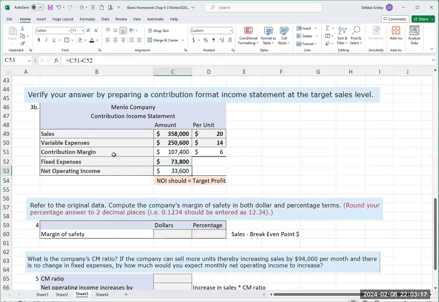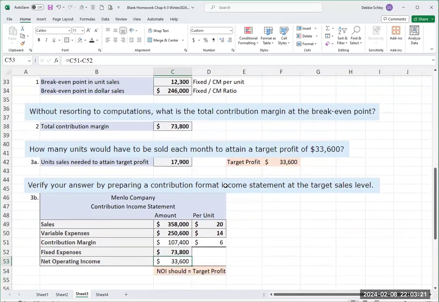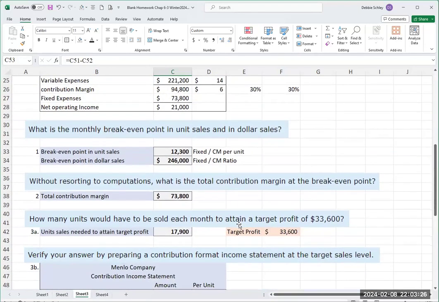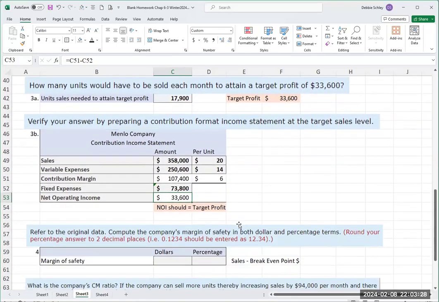Refer to the original data. So forget everything we just did here. We're going back to the original data, right here. Compute the company's margin of safety in both dollar and percentage terms. Round your percentage answer to 2 decimal places.